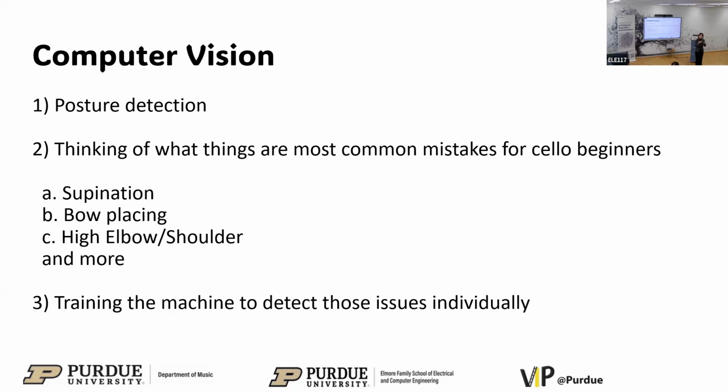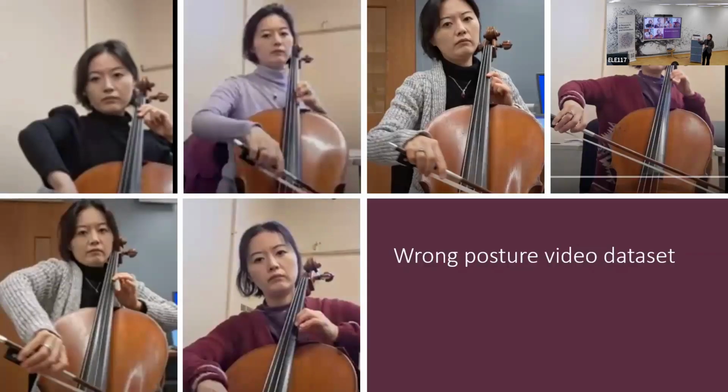But have you seen a YouTube video of a performer playing the cello with bad posture? Usually performers would not upload those, because of their reputation, or even their students' performances with bad posture. So this data is very, very hard to find. I had to make it myself. I made 130 videos myself, and some students helped me a little bit. This first one is with the high elbow and high shoulder, and that one is with supination and also the bow too high. All those videos I had to make.